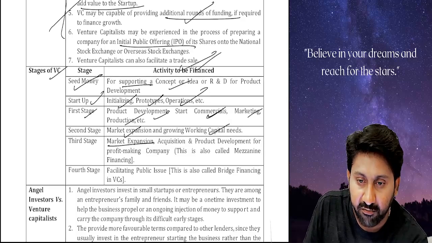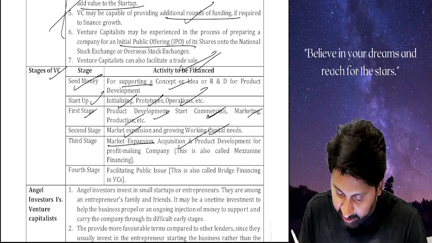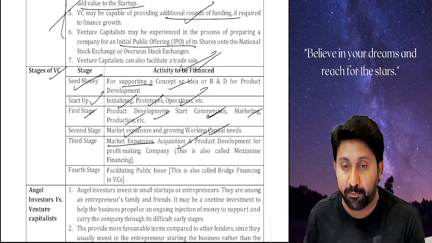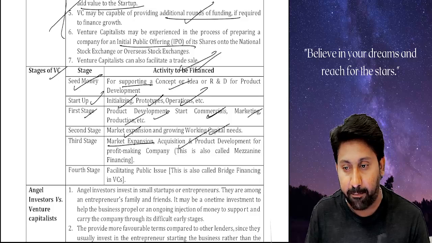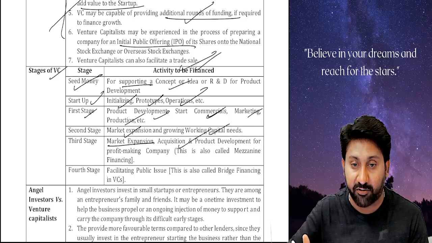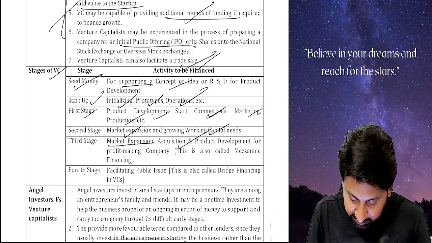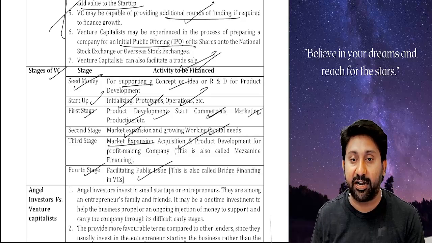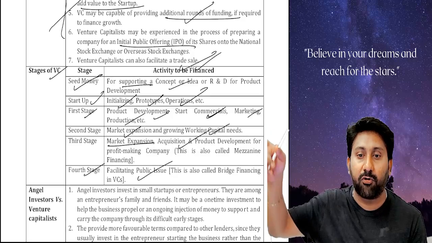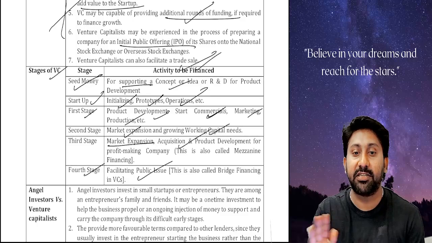Third stage, market further expansion. Next one, acquisition and product development for a profit making company. For a profit making company, that means they start developing the products for other companies. Next, fourth stage, public issues. Fourth stage is public issue, facilitating the public issue. These are all the 4 types of funding that a venture capital will give.